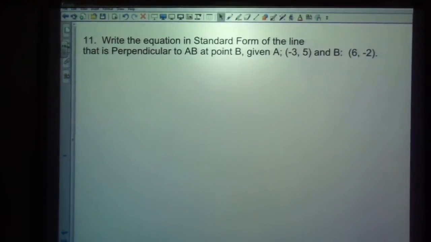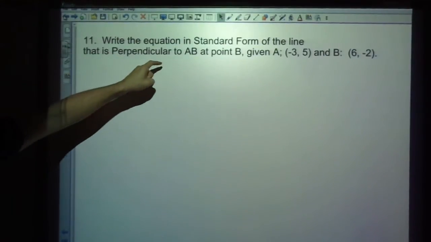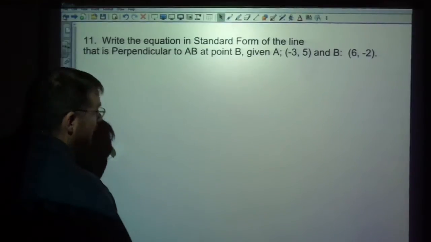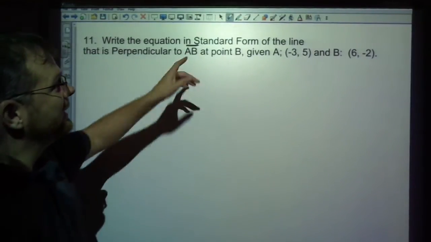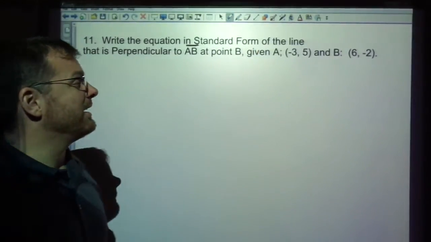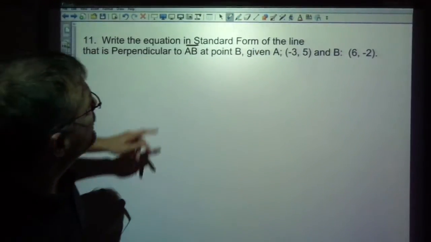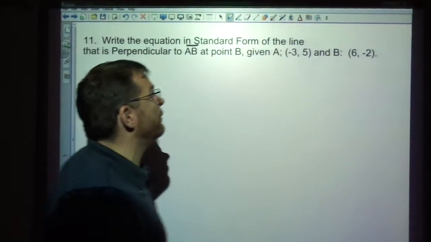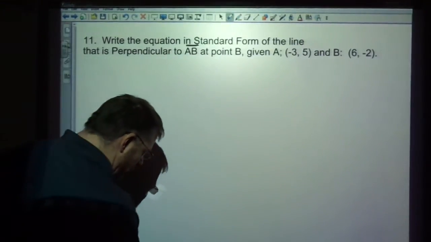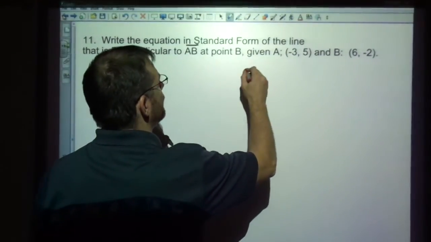Oh, one more. Okay, but the last one? Okay, almost done. Now we've got a line perpendicular to line AB at a point B, given A is this and B is that. Okay, so my line goes through this point and it's perpendicular to the line that goes through both of them. So let's find the slope of the line that goes through both of them.